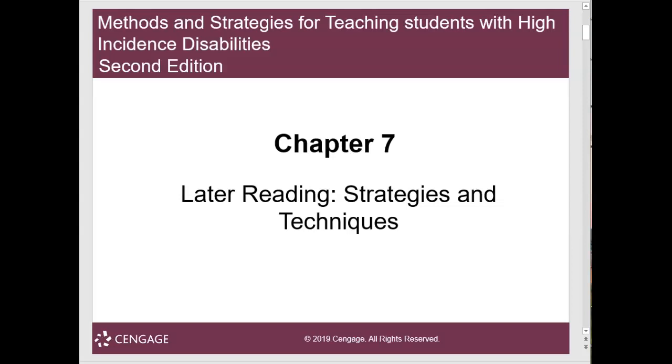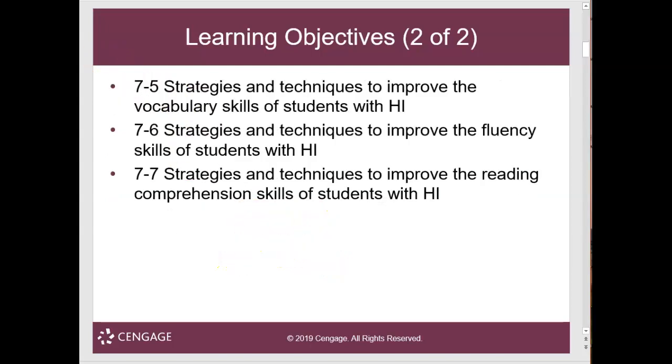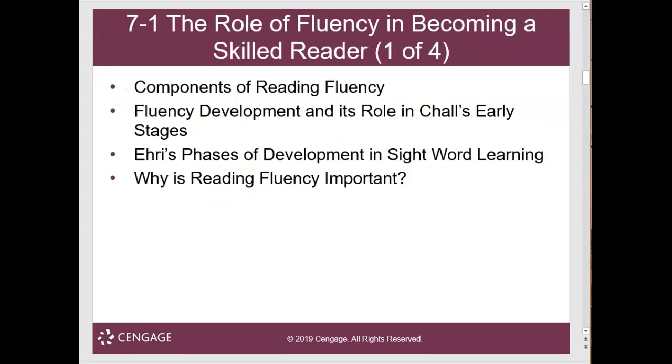This recording will cover Chapter 7 from your textbook, later reading strategies and techniques. Chapter 6 talked about some of those earlier reading strategies and techniques, looking really at phonological awareness, stuff like that. So now we're going to get into a little bit later as our kiddos are growing up and getting older. We want to think about fluency, comprehension, again, how to monitor reading comprehension, some common problems students with high incidence disabilities might face, and again, some strategies and techniques to improve the vocabulary skills, the fluency, and the reading comprehension skills of students with high incidence disabilities.